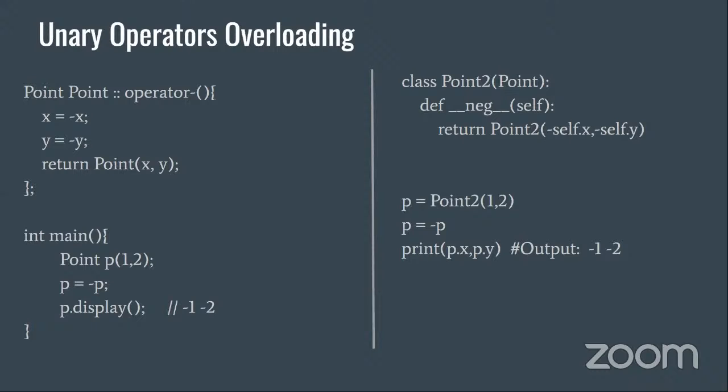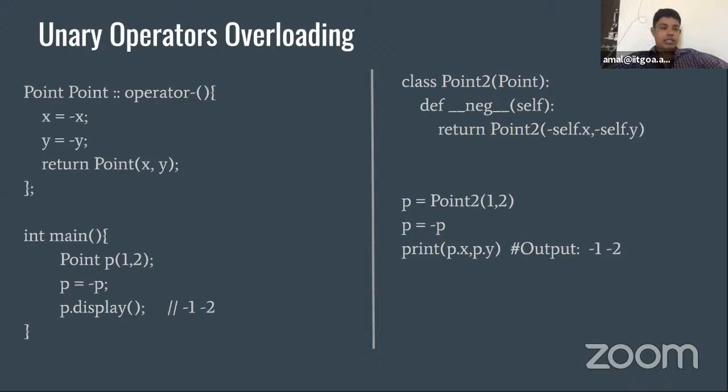So let us consider overloading the negate unary operator. We define the function operator minus of the user defined data type. It will return a point with negated x coordinate and negated y coordinate. So coming to the main function, we call p equal to negate of p. It just calls the operator minus function.